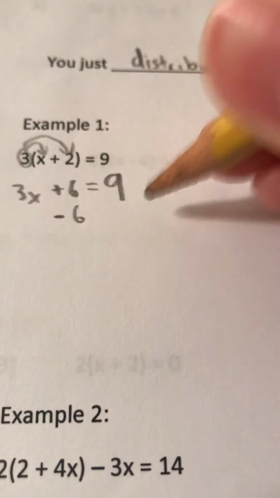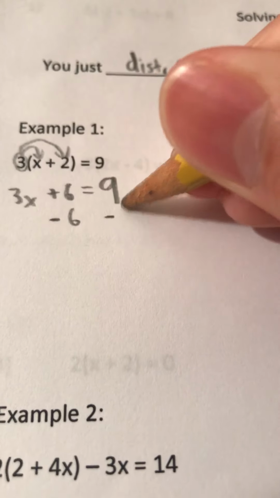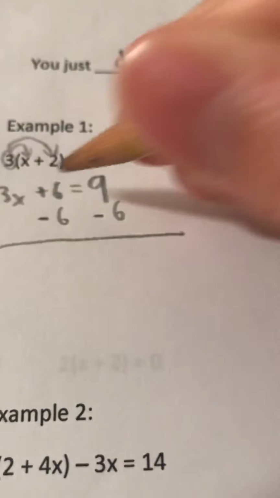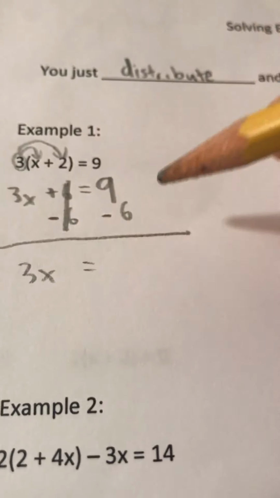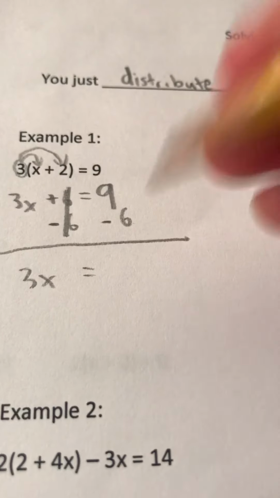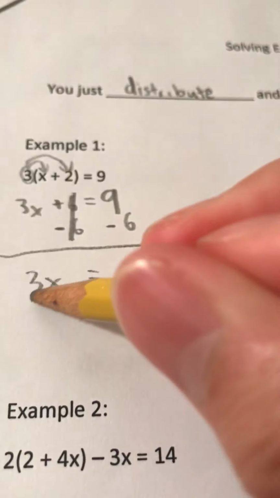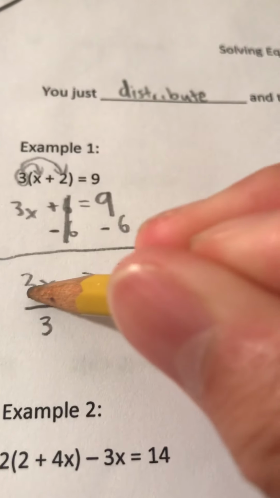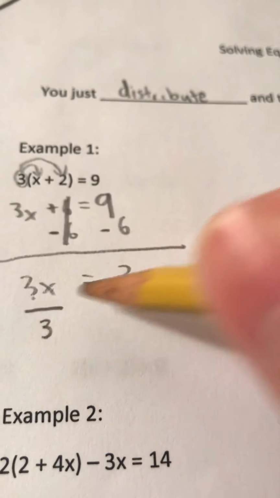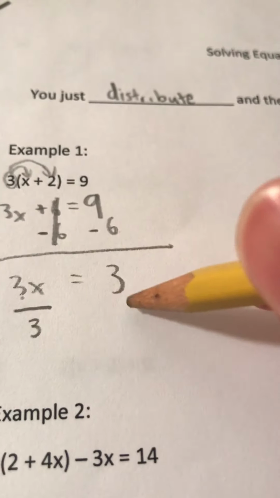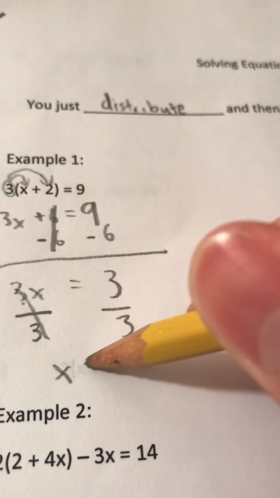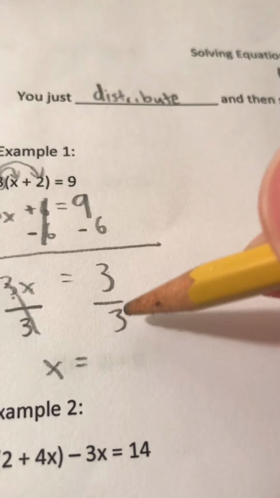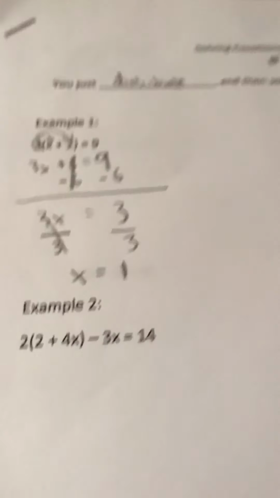The opposite of positive 6 is minus 6. What I do to one side, I do to the other. On this side, the 6's cancel out, leaving just a 3x. On the right side, 9 minus 6 is 3. The name of the game is get that letter by itself. I got to make that 3 disappear by doing the opposite. The opposite of 3 times x is division by 3. What I do to one side, I do to the other. These 3's cancel out. I'm left with x equals 3 divided by 3 is 1.